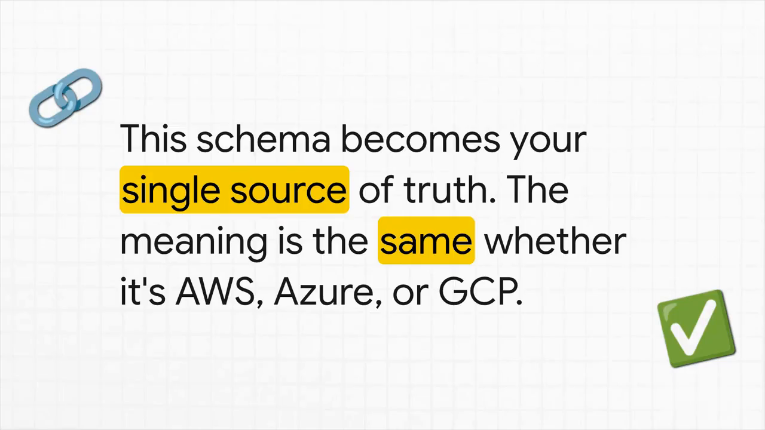And let me just say this again because it's so important. Consistency is everything. This whole plan is only powerful if it's applied to every single resource, every single time. When you do that, it becomes your single source of truth. The owner tag means the exact same thing in AWS as it does in Azure and GCP. That's what turns this from just a good idea into a real governance model.